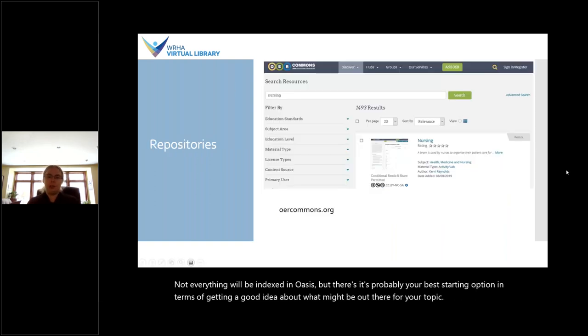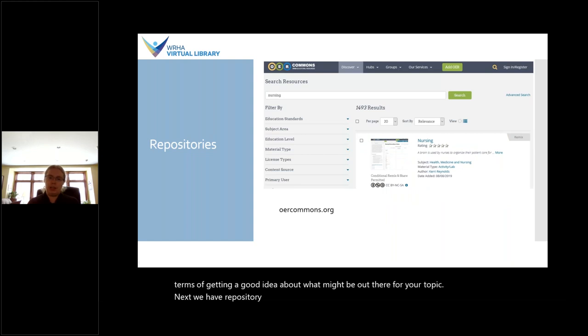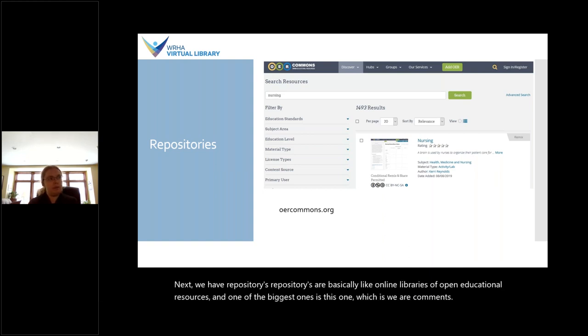Next, we have repositories. Repositories are basically like online libraries of open educational resources. And one of the biggest ones is this one, which is OER Commons. So you can see here, I did a basic search for nursing and I got almost 1500 results, which is pretty good. It includes things basically from pre-K all the way up to university level. It's not limited to things that are going to be at a level that you might be interested in. So that's something to keep in mind.